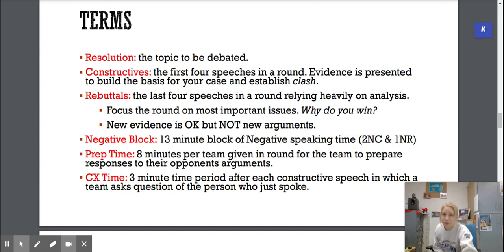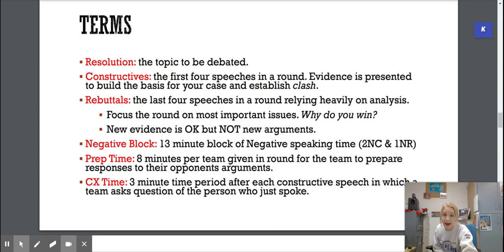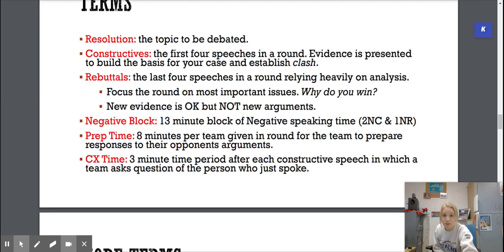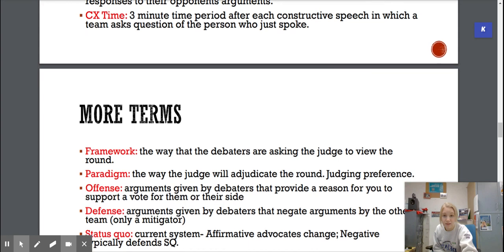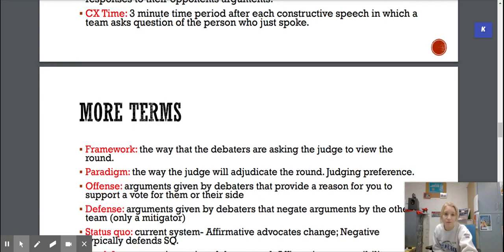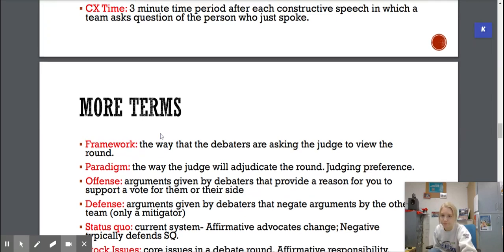Prep time, that's how much time you have to prepare outside of speaking time before you're about to speak. And the last one is cross-examination or cross-X or CX. And that's where you have 3 minutes to ask questions or get questions asked to you.